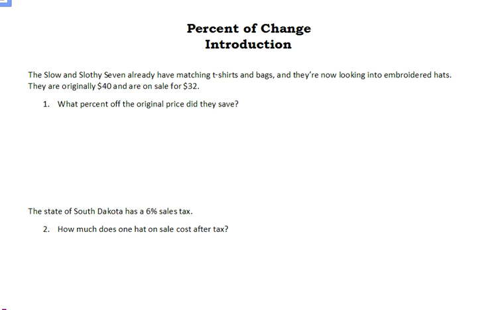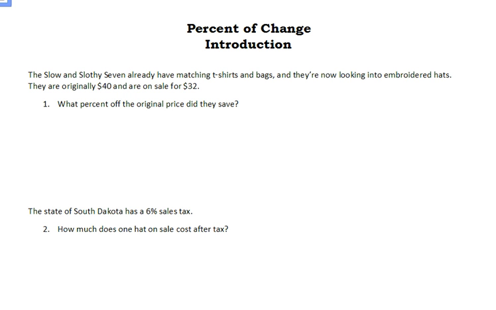Okay, percentage change is a great section to end the chapter on because it's short and sweet and students understand percent of change. But there are some tips and tricks that I want to show in this section. So the introduction says that the Slow and Sloppy 7 already have matching t-shirts and bags, and they're now looking into embroidered hats. They are originally $40 and are now on sale for $32. So the question is, what percent off the original price did they save?